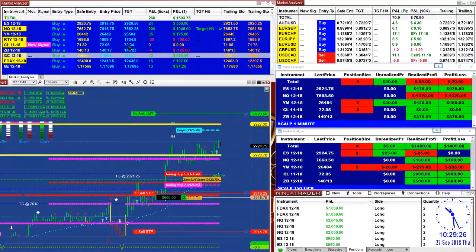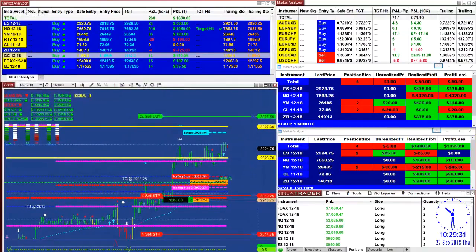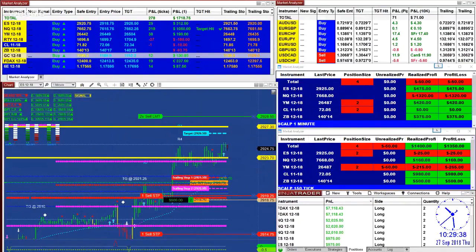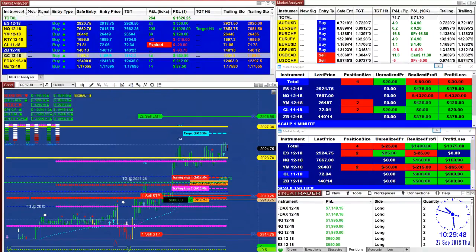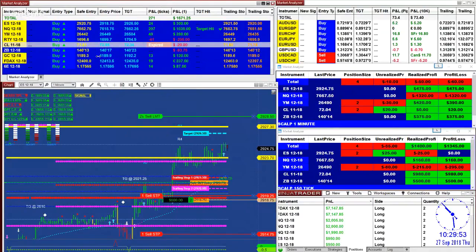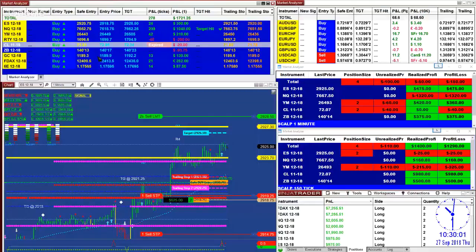7206, exit at 7234. So this is what is nice about it. When there is no trade on the other instruments, you can always find an entry on a different instrument. So this is the latest signal, 7206 as an entry and an exit at 7234.